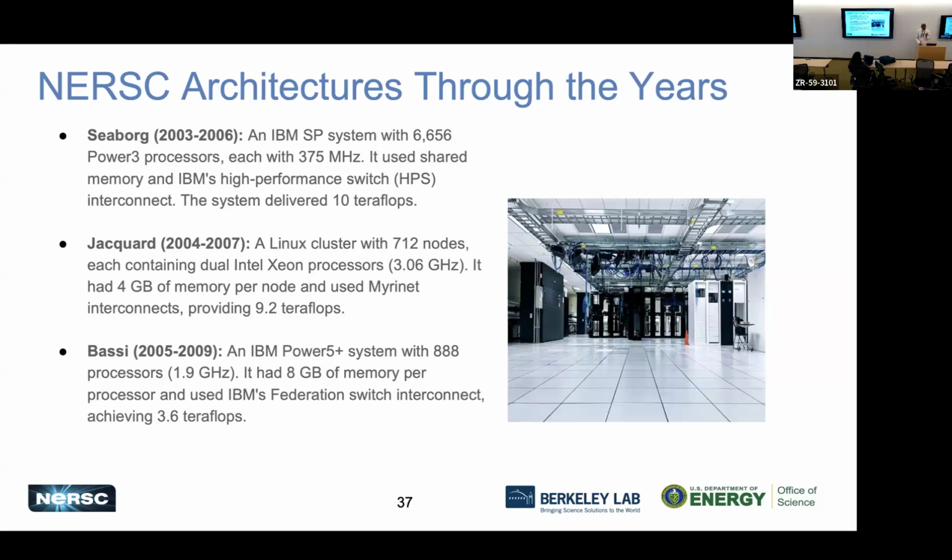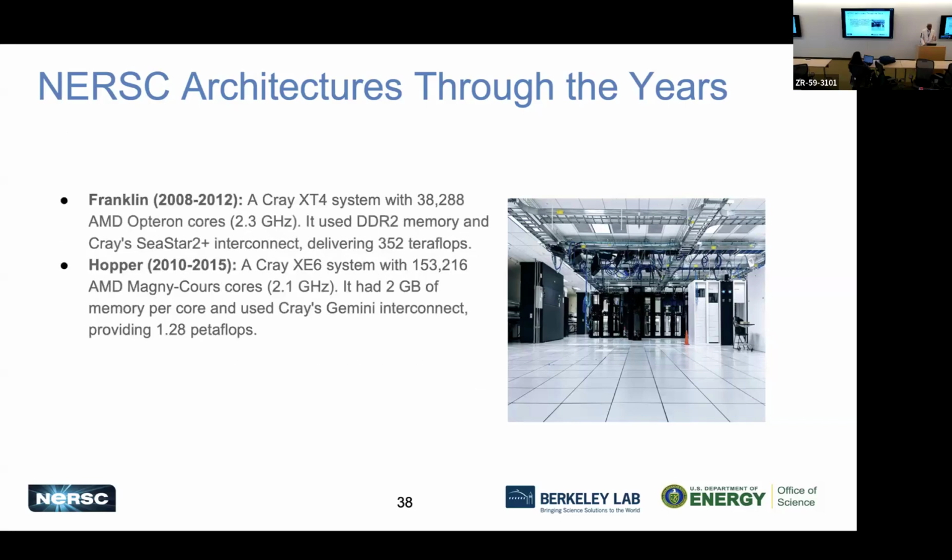IBM Power 3 and Power 4 systems, I remember. And Jacquard was the first one that incorporated a dual core chip into it. So, back then we were like, oh, wow. And then you have Bassi, that was another system that I also used in my master's and part of my PhD as well.